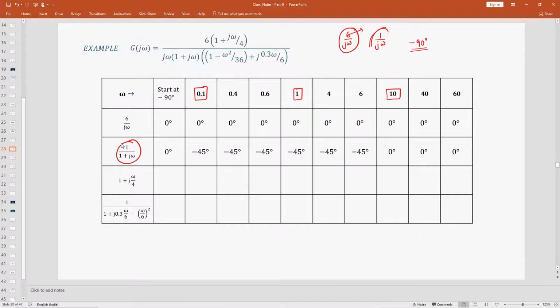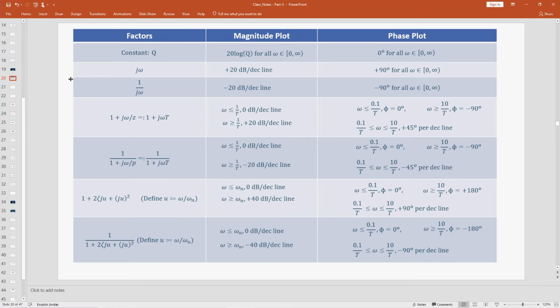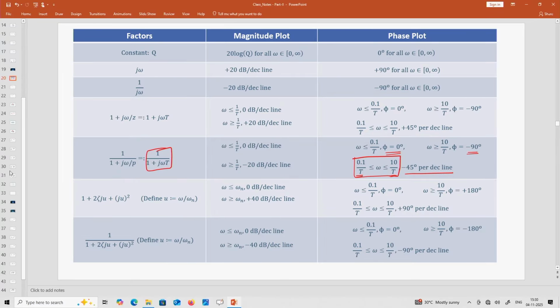Now, once we have started at minus 90 degree, we go to the next factor, which is 1 by 1 plus j omega. Now, the corner frequency here is 1 radian per second, and if you go back to the table, let us go back to the table. See 1 by 1 plus j omega. So, for us in this case t is 1. So, for omega less than or equal to 0.1, we have phi equal to 0 degree. For omega greater than or equal to 10, we will have minus 90 degree, and between 0.1 and 10 there will be a minus 45 degree per decade line. So, this is what we are going to use. This between 0.1 to 10 we should have a minus 45 degree per decade line.